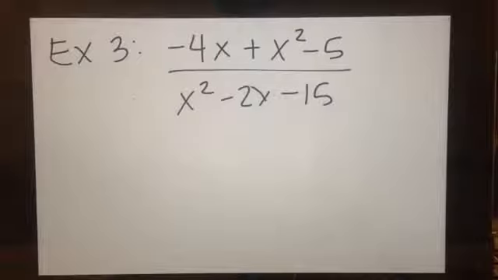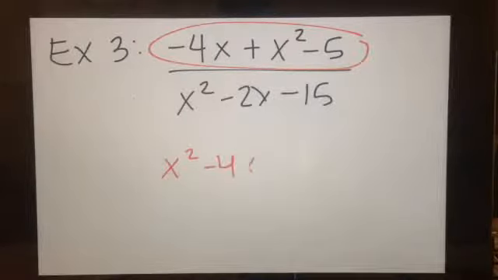All right, here's example 3. Step 1, make sure the numerator is on the top, denominator is on the bottom. That part's all set. Step 2, make sure that the problem is written in descending order. If you look at the top, it's written in the wrong order, so we're just going to go ahead and fix that. The bottom is fine just the way it is.